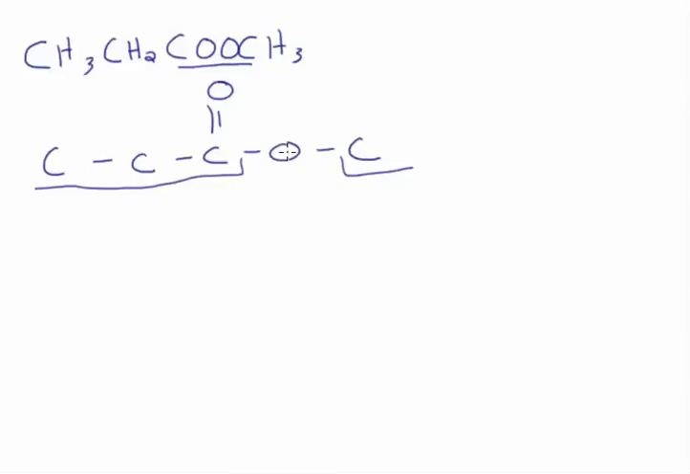So how many carbons is this? 1. So we say methyl to tell us the alcohol had 1 carbon. Methyl, and this is 3 carbons, so we would say propane. We drop that E and add OATE. So this is methyl propanoate.